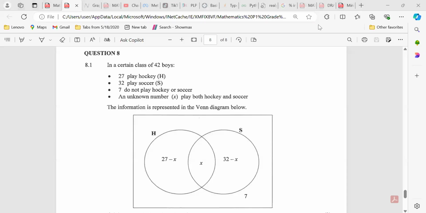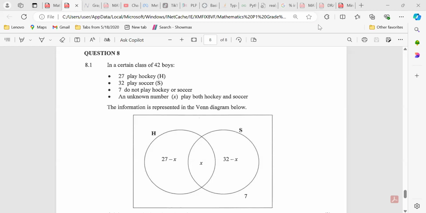So how many is the number of people that you're working with? They say a certain class has 42 boys. Total number of people that you're working with, they're how many? They're 42. The people inside the rectangle, all of them inside the rectangle, remember, the rectangle is your total outcome. The total number of people that you're working with is 42.